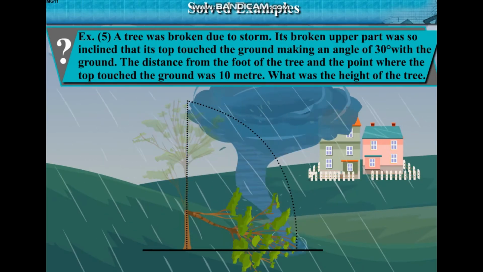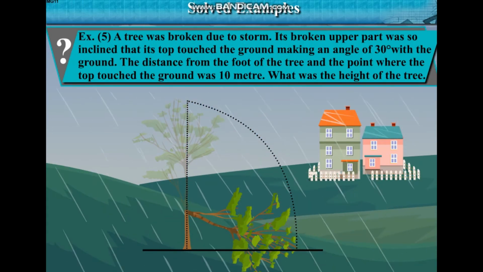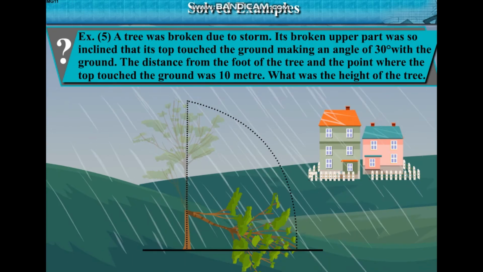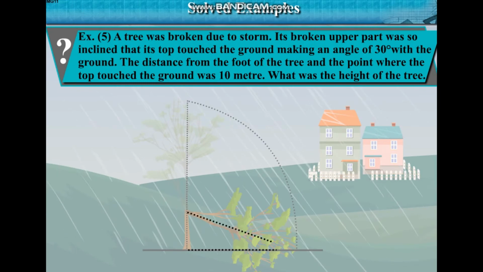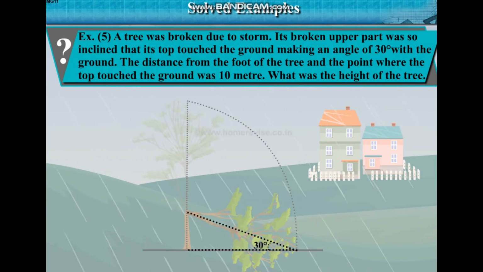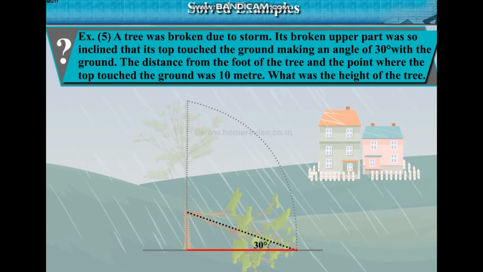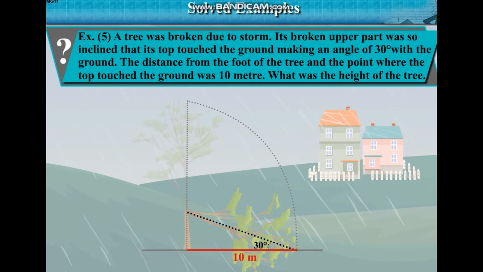Example 5. A tree was broken due to storm. Its broken upper part was so inclined that its top touched the ground, making an angle of 30 degrees with the ground. The distance from the foot of the tree and the point where the top touched the ground was 10 meters. What was the height of the tree?